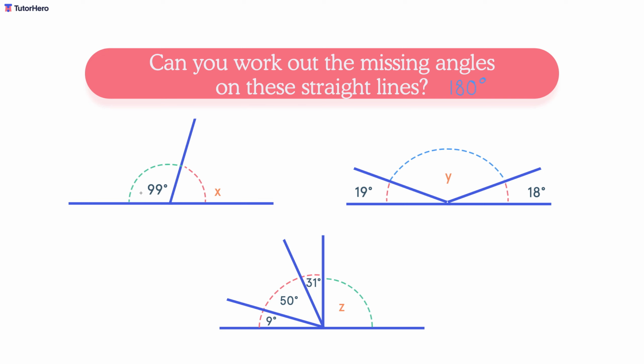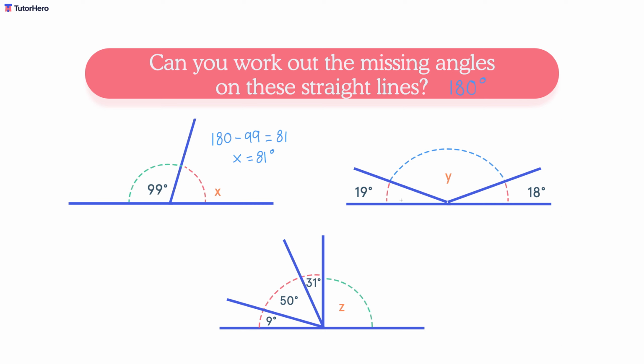So we know that angles on a straight line add up to 180 degrees. So for angle X, we could do 180 minus 99, which equals 81. So we know that angle X equals 81 degrees.